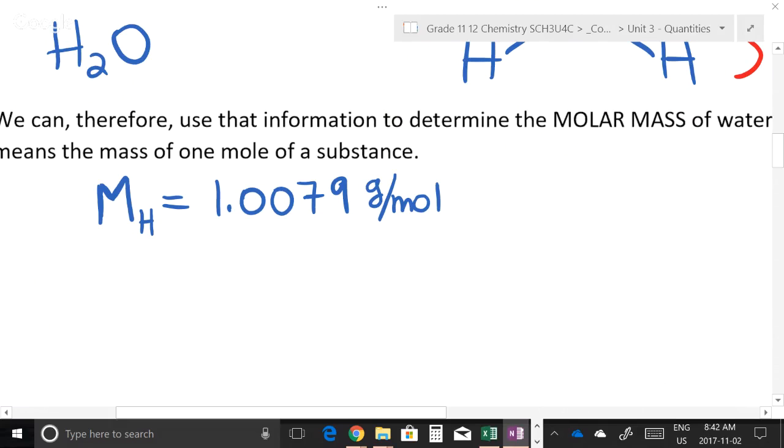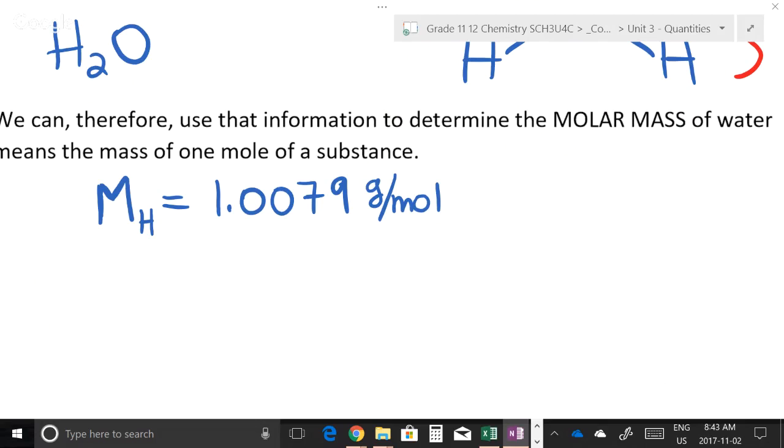You could write this as a fraction if you wanted to, right? 1.0079 grams on top, 1 mole on the bottom. But usually when we're just writing it as our given in a question, we'll write it like this just so it takes up less space. Does that make sense? Is everyone comfortable with the fact that that's kind of shorthand for putting 1.0079 grams on top and 1 mole on the bottom?